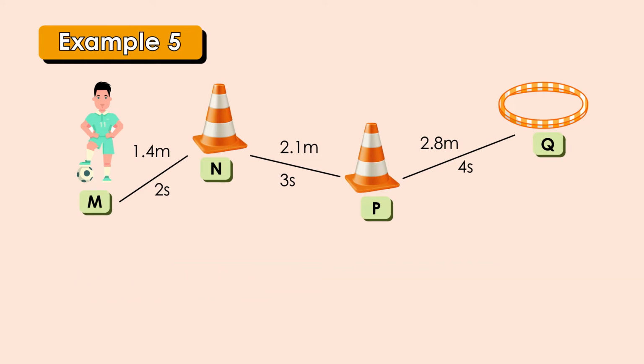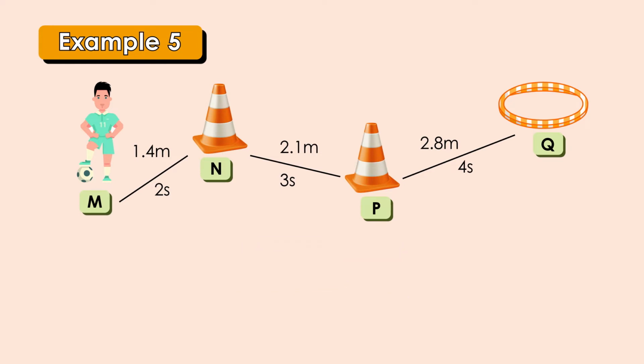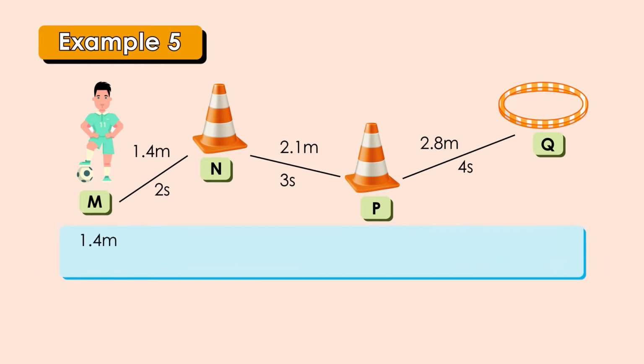Well, pupils, speed is distance divided by time. Now, let's calculate the values. The speed from M to N is 1.4 meters divided by 2 seconds, which is 0.7 meter per second.